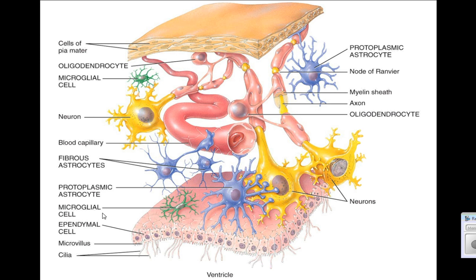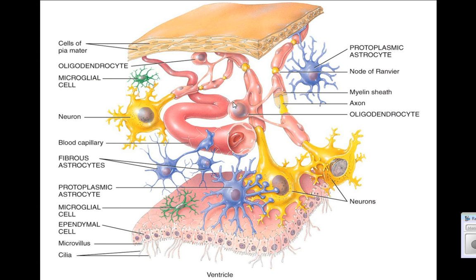Oligodendrocytes are probably the coolest ones for their name. They look like an octopus. They wrap around the axon of a neuron. Axon is this long wire, and they form what we call a myelin sheath. This is a fatty insulation that helps speed up nerve signaling.